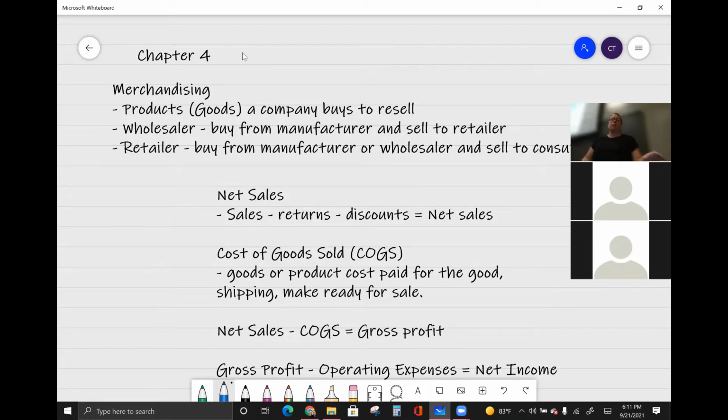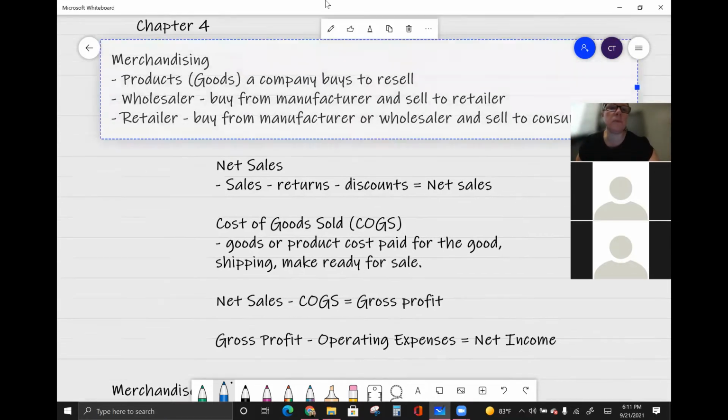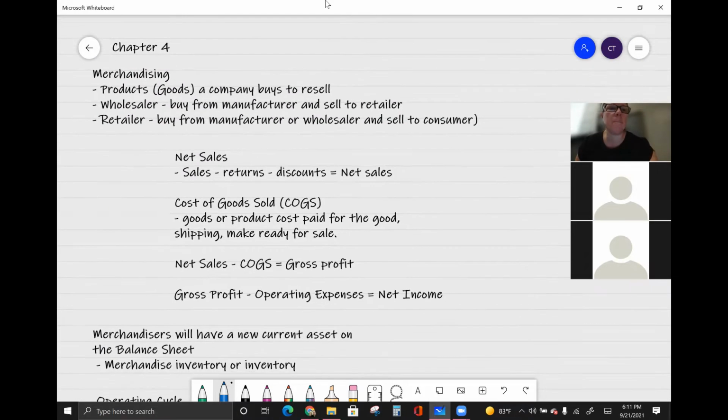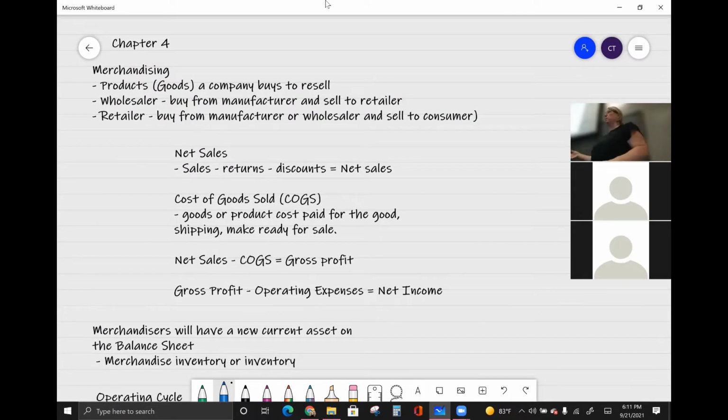Then I have a retailer, where I'm buying from the manufacturer or the wholesaler, and I'm the one selling directly to the consumer. So it's a little bit different, two different scenarios, but both have product that they're buying and selling. And that's what we're going to focus on tonight: how do we record those transactions? What does that look like when we buy the equipment and when we sell the equipment?